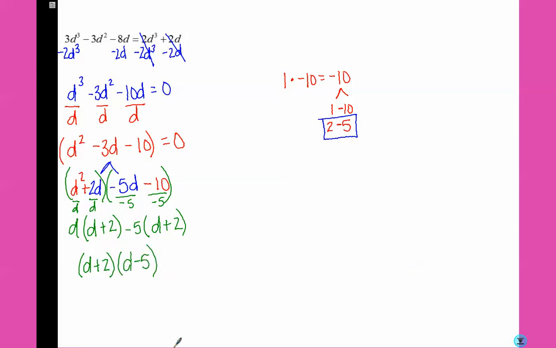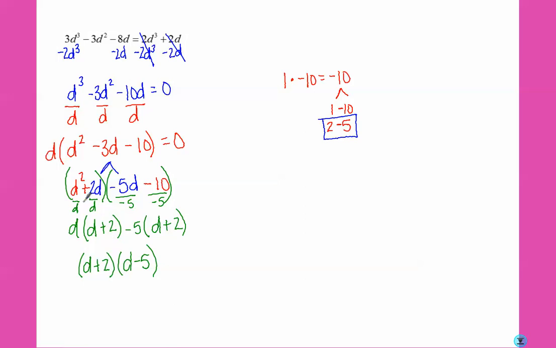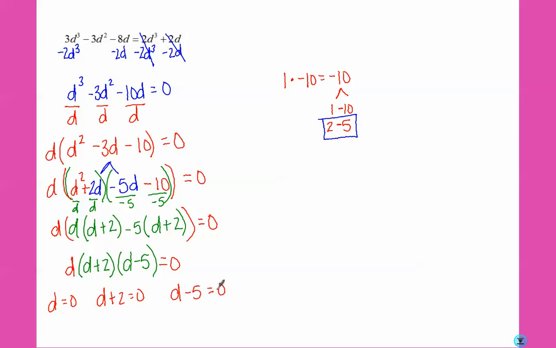But I also have to go back and then bring down my GCF of d and the equal 0. So now each of these three terms could equal 0. So d could equal 0, d plus 2 could equal 0, or d minus 5 could equal 0. Here if I add 5, I get d equals 5. Here I would subtract 2, d would equal negative 2, or d equals 0, that one's already solved.